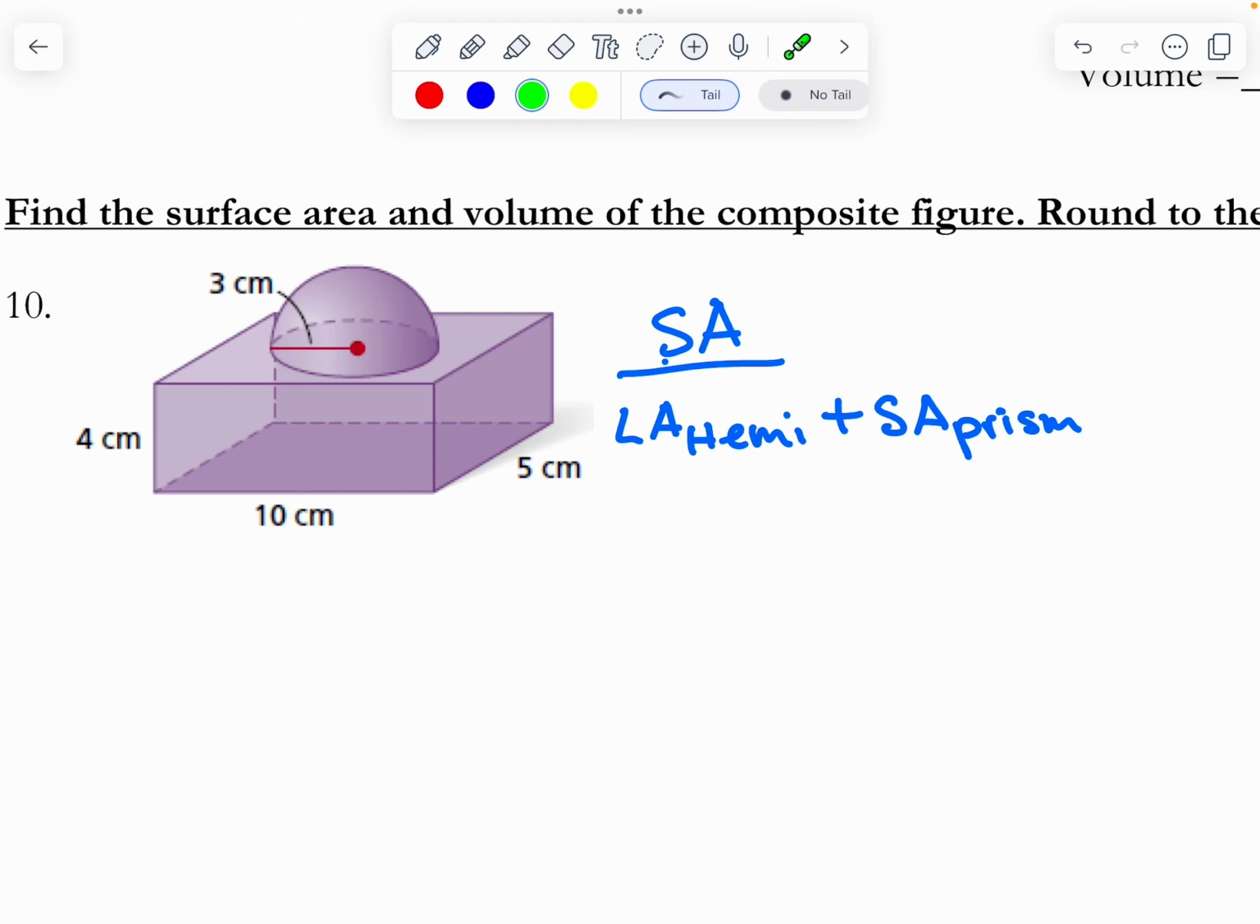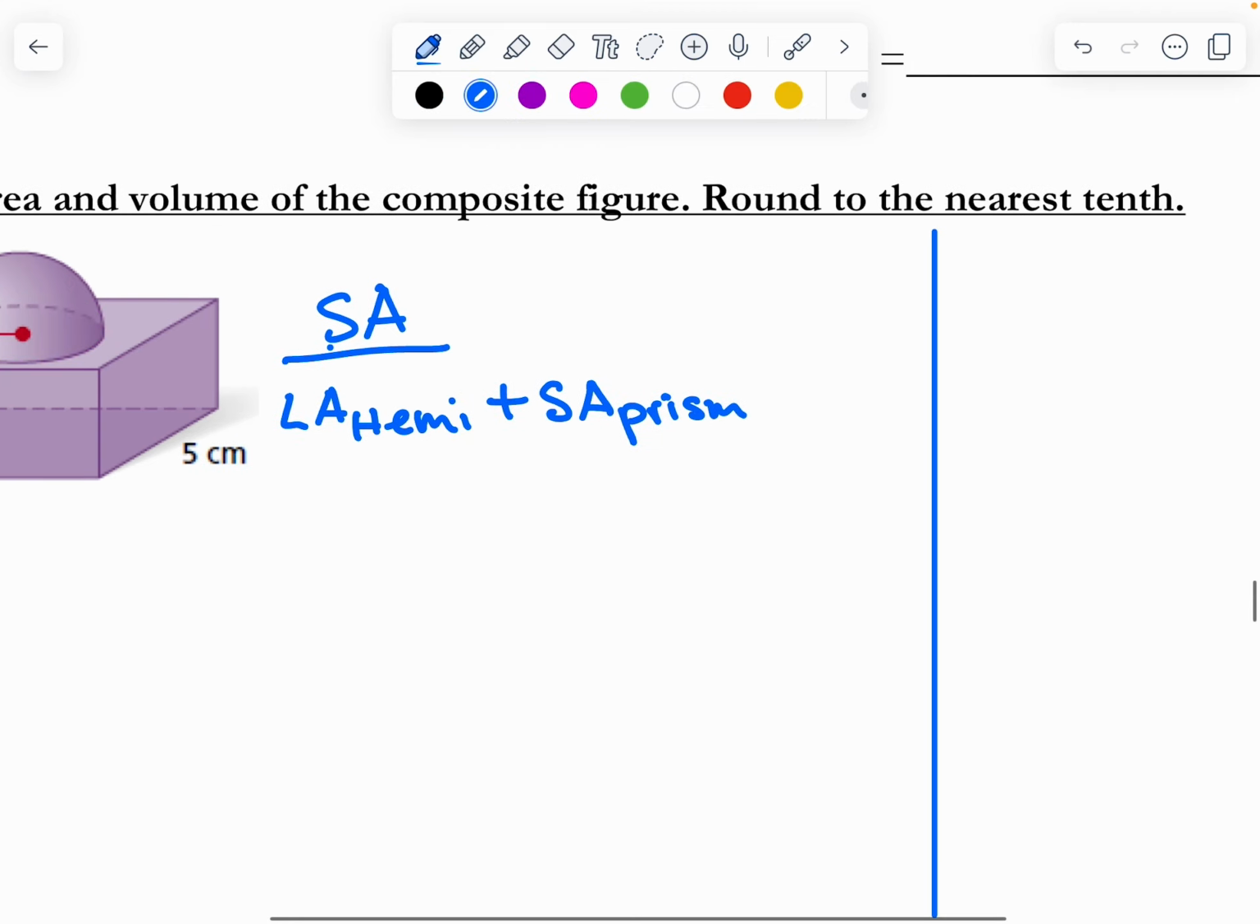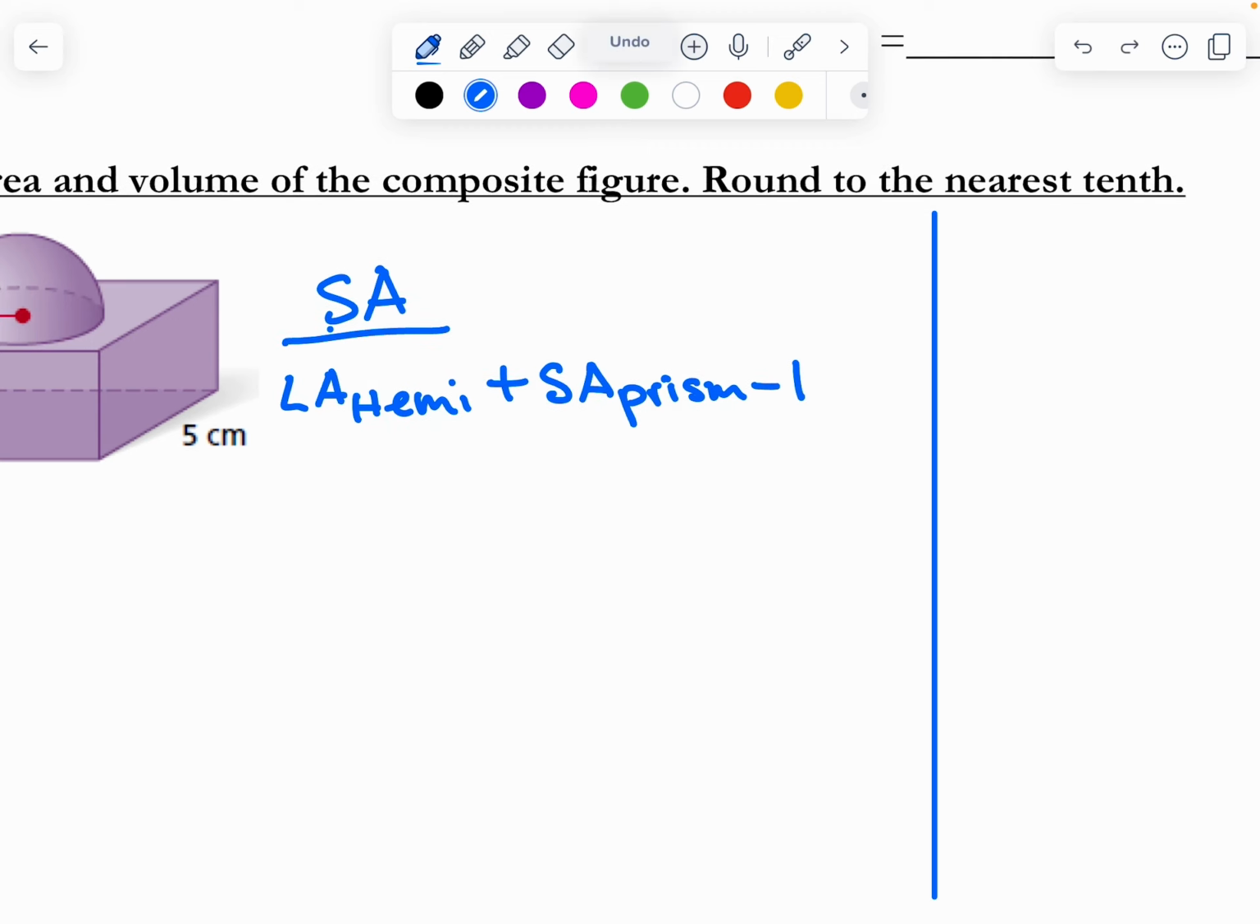But remember, surface area is going to count all of this, the back, the side one, and the base here, right? And the issue with that is that we're counting this piece right here. So we want to omit it. We want to take it out. So the third thing we have to do is subtract away the base of the hemisphere.